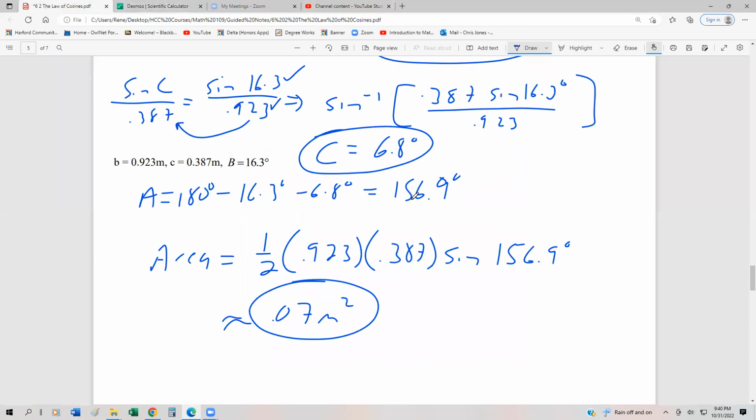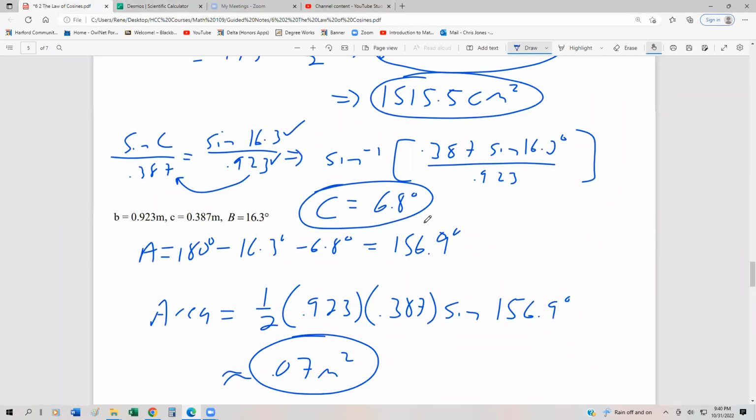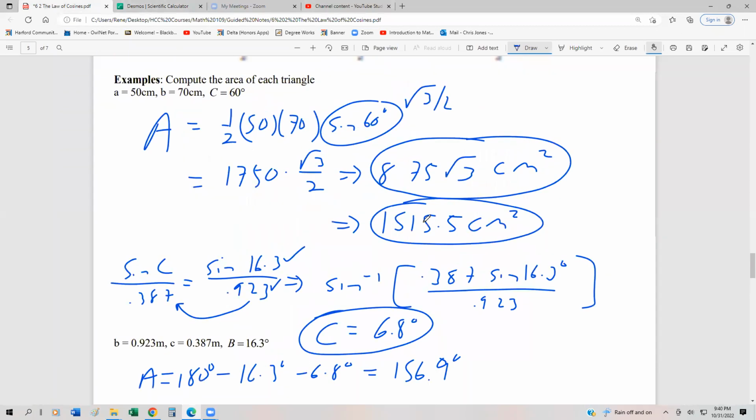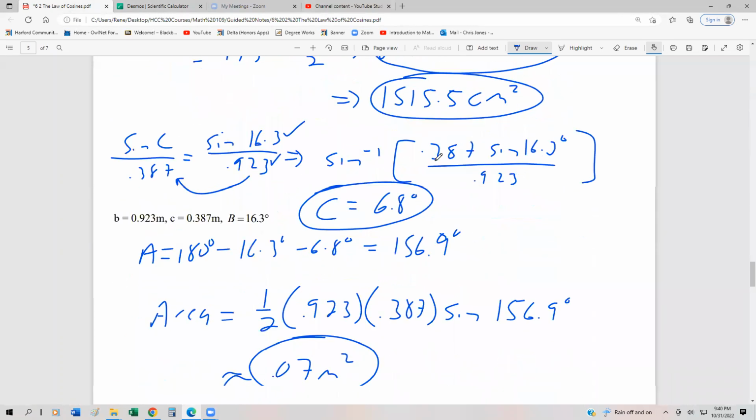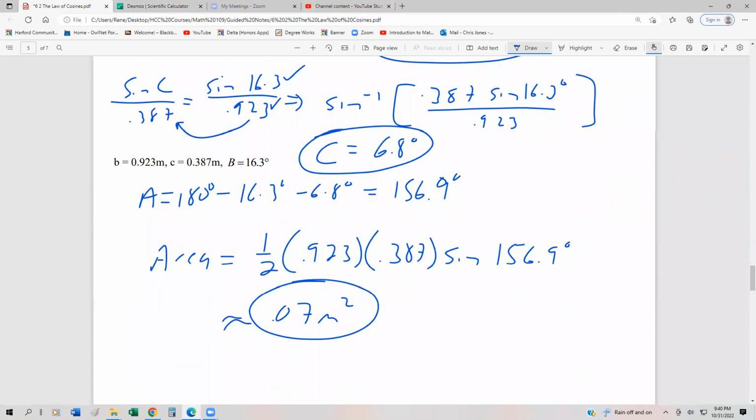All right, so that's how we can use these formulas to find our areas. Now we have one more type of problem with area, and we'll do that in the last video. That's where we're going to have three sides as opposed to two sides and an angle, and we're going to use something called Heron's formula to do that.